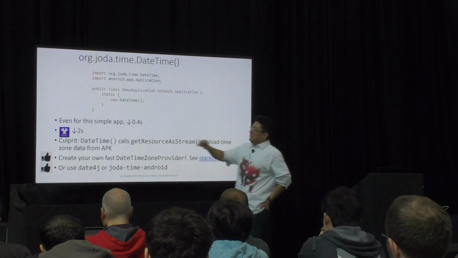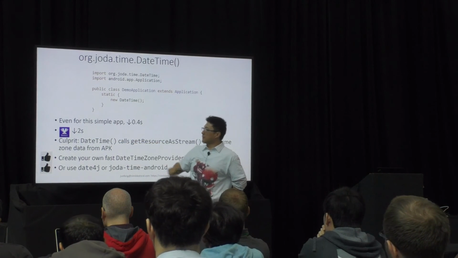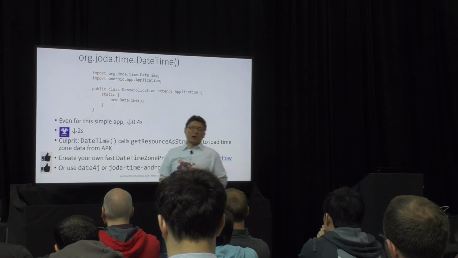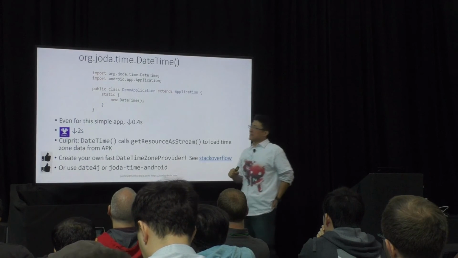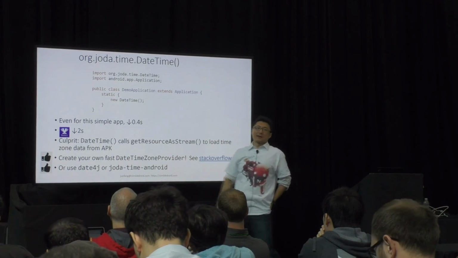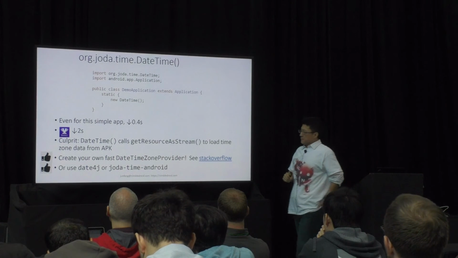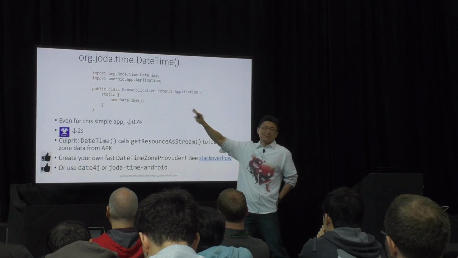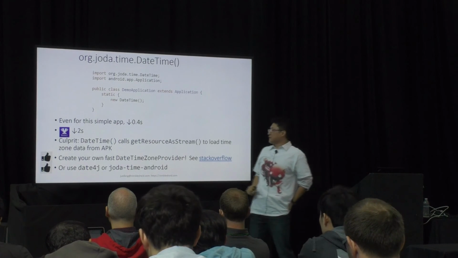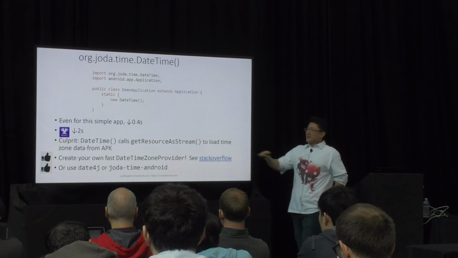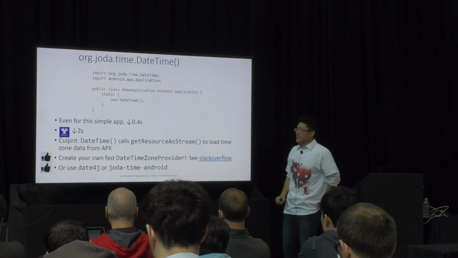And what's going on? Well, we've seen some real-world apps affected by this particular problem. For example, Yahoo Fantasy Football has a 2-second slowdown because they use Joda-Time and initialize a datetime object in the class constructor. The problem is that this datetime constructor in Joda-Time actually calls getResourceAsStream. And we just learned that getResourceAsStream is very slow on a lot of versions of Android.